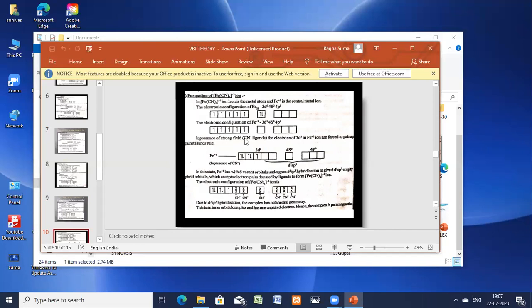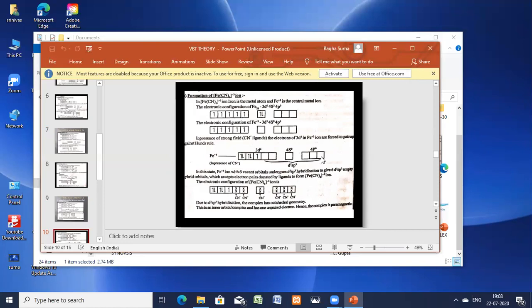Now the cyanide ligands have approached. Cyanide is a very strong ligand. It will force the electrons to pair up against Hund's rule. So these 2 electrons have got paired up here. Now a single electron is left over. Now the empty orbitals, 2 d orbitals, 1 s and 3 p, have undergone hybridization. Total 6 atomic orbitals have undergone hybridization.